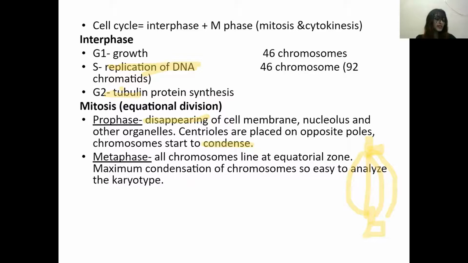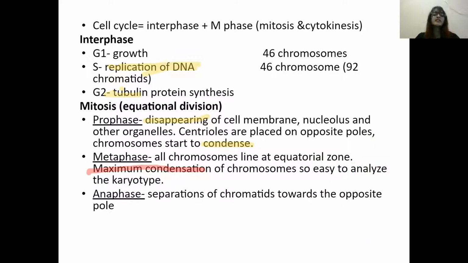Next, metaphase, all the chromosomes align at the equatorial plate. So this was the mitotic spindle, and the chromosomes then align and form an equatorial zone. And here we can see the maximum condensation of chromosomes. So when the chromosomes are condensed to the maximum, it is easy to study the karyotype. Karyotype means basically the study of morphology or the number of chromosomes. So since the chromosomes are condensed maximally in metaphase, whenever you read in a question to study the karyotype, you have to answer metaphase. Because in prophase, they just start to condense.